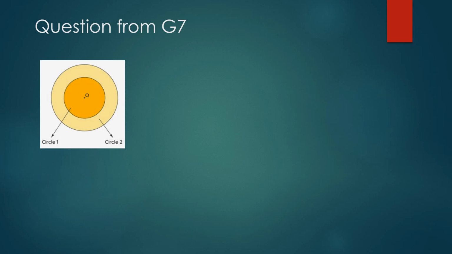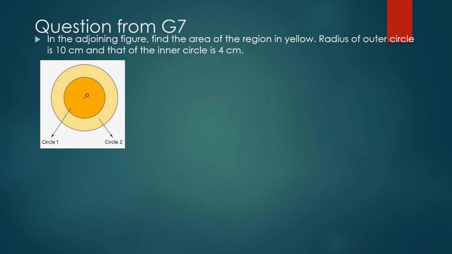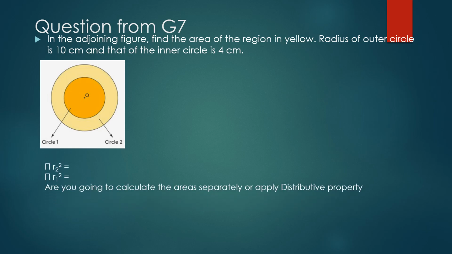This is a question from grade 7. I'm going back to the basics. To use the distributive property, use it everywhere as was done in the previous question. If you want to find the area of the region in yellow, are you going to find the area of the outer circle, the area of the inner circle and subtract? You will get answers in decimals.